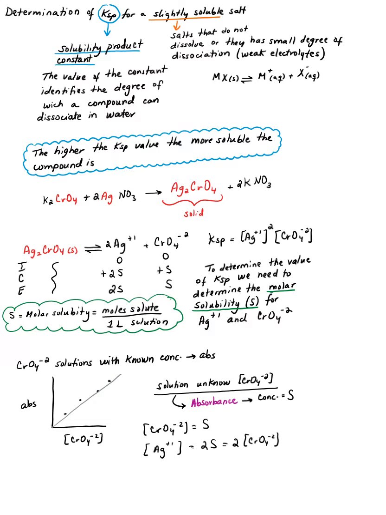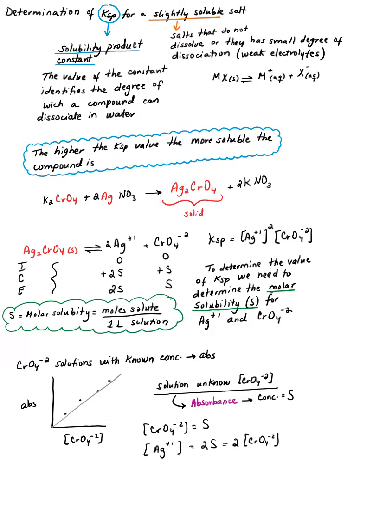The objective of this experiment is to determine the Ksp value of a lightly soluble salt. The Ksp value is the value of the solubility product constant. The solubility product constant is an equilibrium constant for a solid compound that is soluble or insoluble, in this case in water. The insoluble compound that we're using is silver chromate.